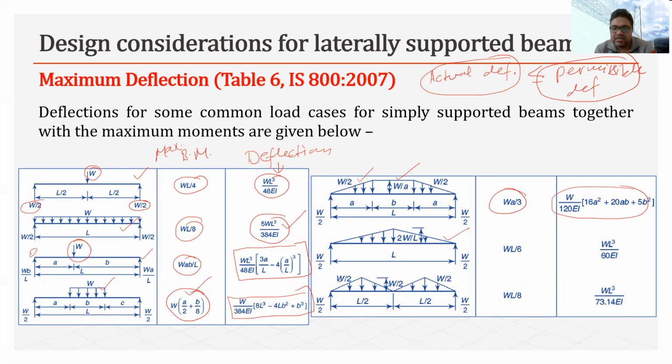Similarly, this is again a case of varying load, but the intensity of load is different and the variation is different. In that case, the maximum bending moment can be calculated using these relations, and the maximum actual deflection can be calculated using these formulas. Once we find the actual deflection, we compare it with the permissible deflection and see whether our beam is safe in deflection or not. So we have to ultimately satisfy this condition.